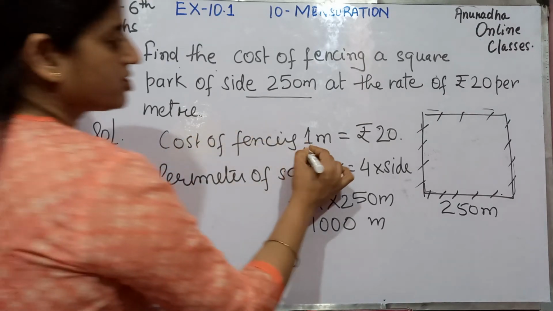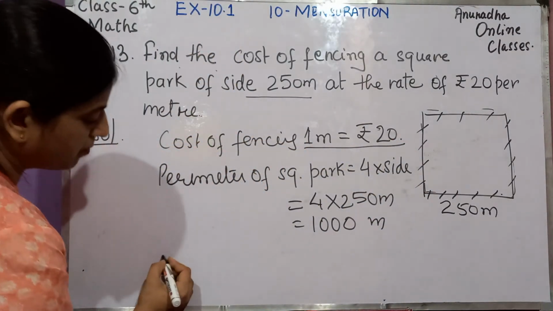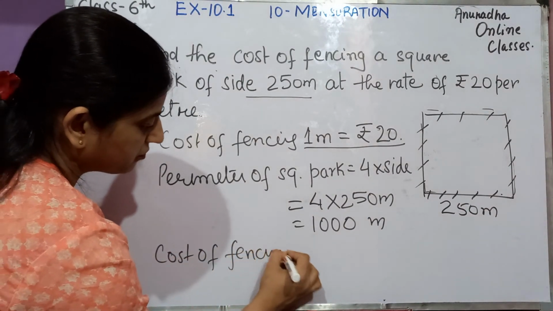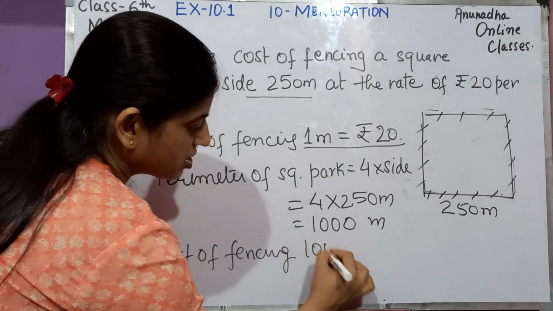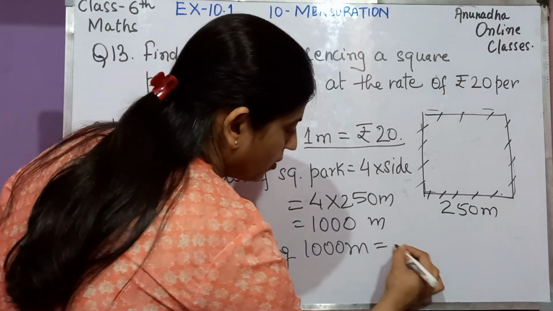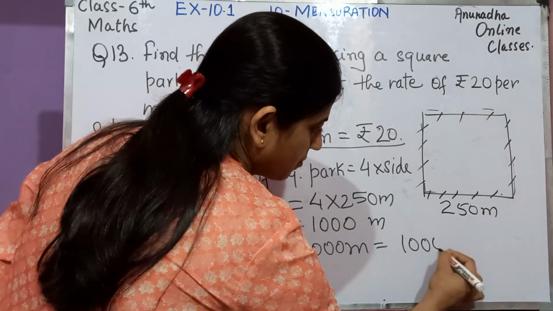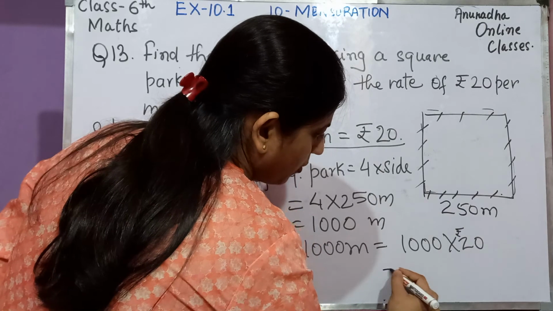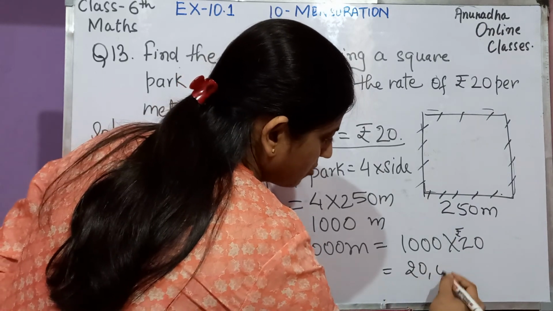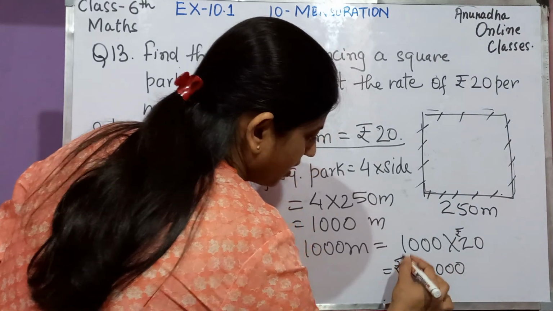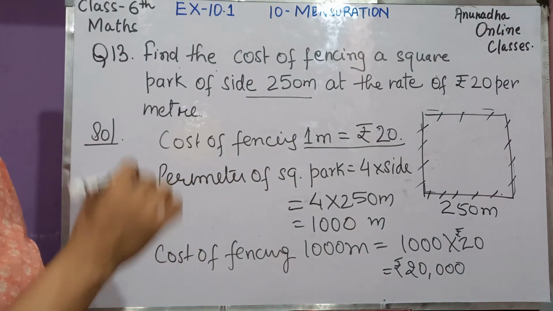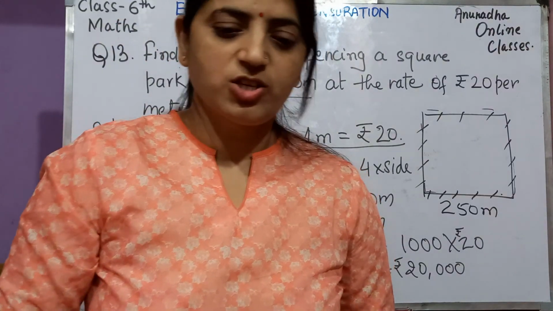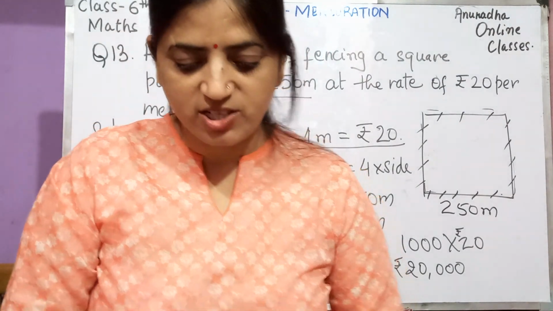Now the cost of 1 meter is 20. That means the cost of fencing 1000 meter is equal to how much? We will multiply 1000 by rupees 20, that will be equal to 20,000. Rupees 20,000 is the cost of fencing 1000 meter. Okay children, so in this way we have completed question number 13.